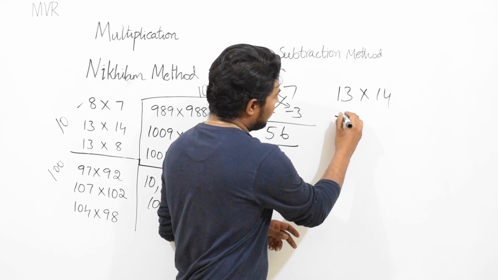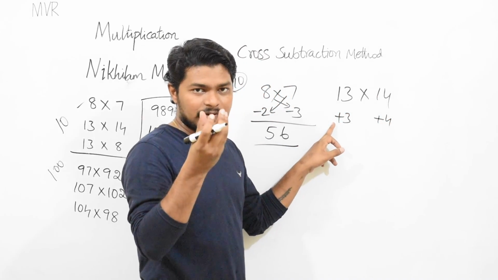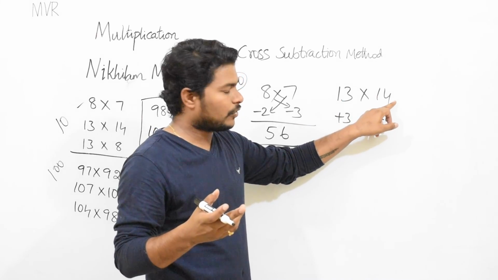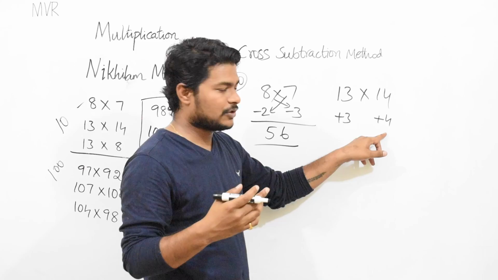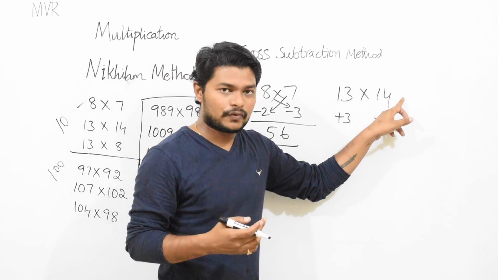Now this number, 13 into 14, right? And here the Nikilam value will be plus 3. Here it is plus 4, right? Why? Because base value 10 plus 3 equal to 13, base value 10 plus 4 equal to 14. That is how we write these values. This plus 3 corresponds to 13, plus 4 corresponds to 14.